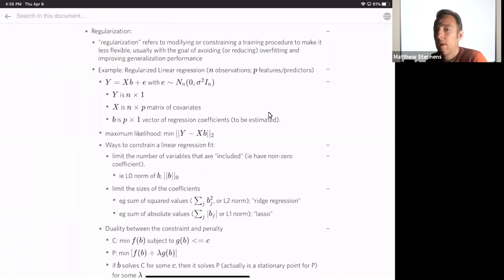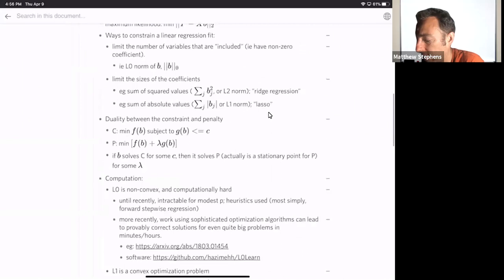Okay, so I've phrased everything in terms of a constraint because I think it's easier to think that way initially, since it's clear that you're constraining the fit somehow. But in fact, there's a duality, an exact correspondence, between constraining the fit by putting a constraint on the b's and penalizing the fit. So that's these notes here.